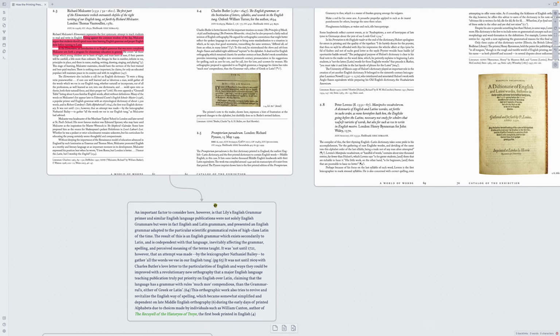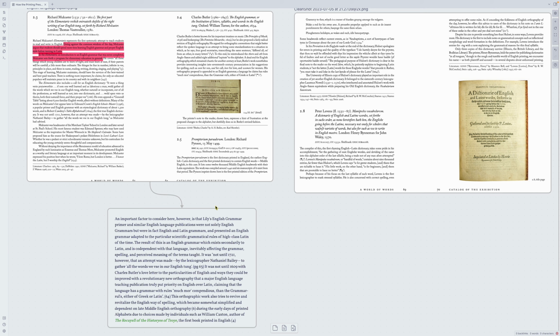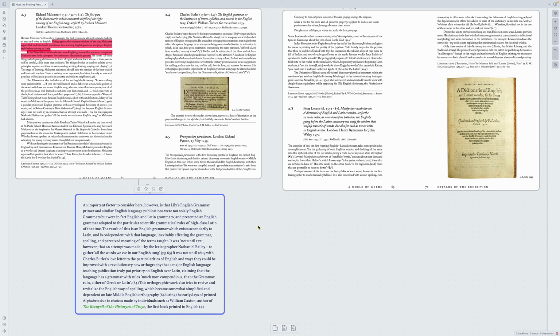So Lily's grammar, one of the things about it is that grammars by people like Lily at the time were based a lot on things like Latin grammar. So they used a lot of Latin terminology to talk about English, and they tried to fit English into a lot of the boxes that Latin was fit into. And that's not a huge issue necessarily, but it resulted in a lot of peculiar ways of describing English that made more sense in Latin.